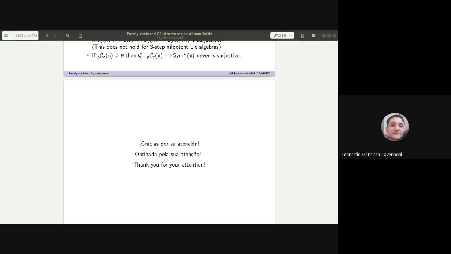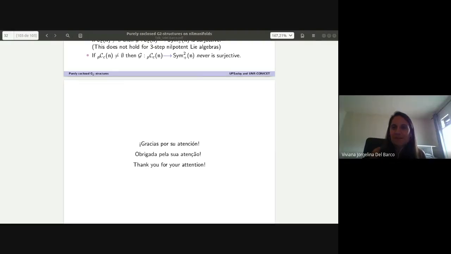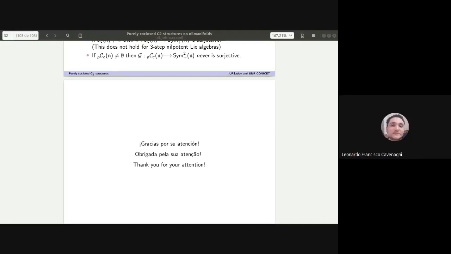I have a question. Apart from the comment on the last slide, do you have any other reason for considering two-step nilpotent algebras?